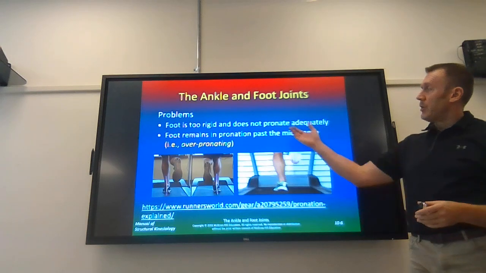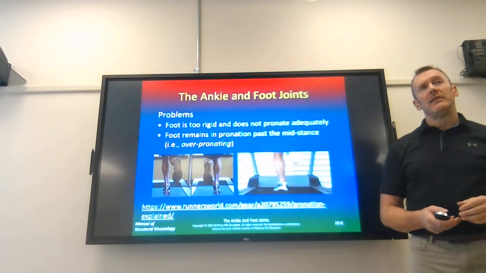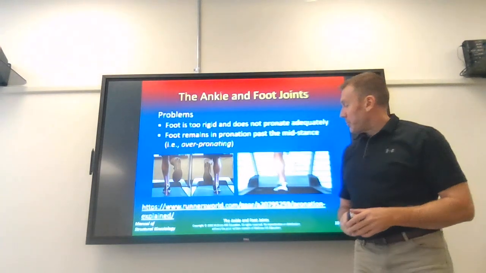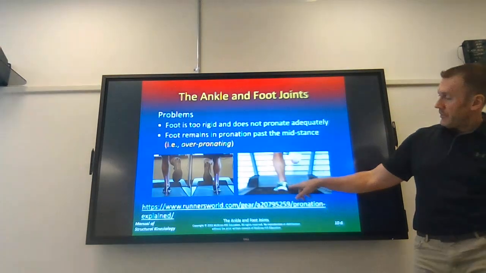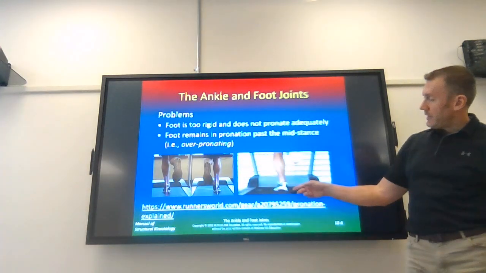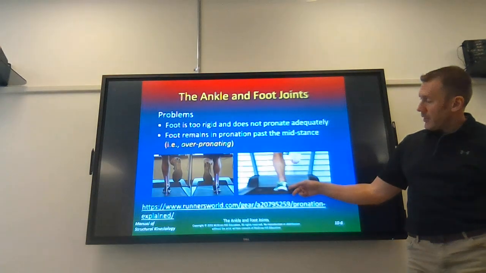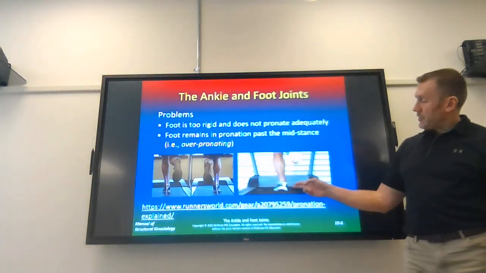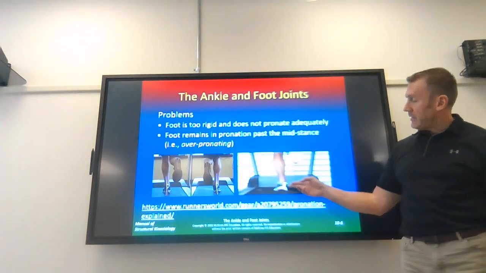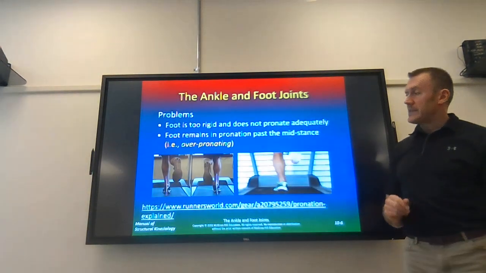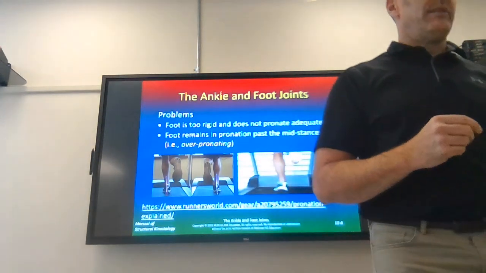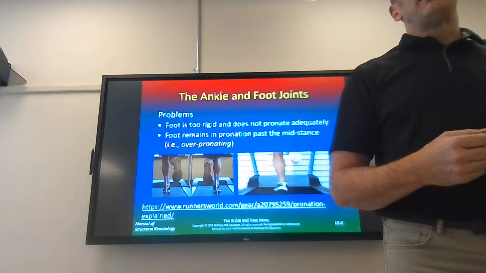If the foot remains in pronation past the mid stance while running, that's considered over pronation. So you're applying a lot of pressure here to the medial arch of the foot. So you can see here, this is over pronating, where the foot should be at this point going back towards supination, but staying in pronation past the mid stance. So there's a lot of interest in the connection between overpronation and risk for injury.